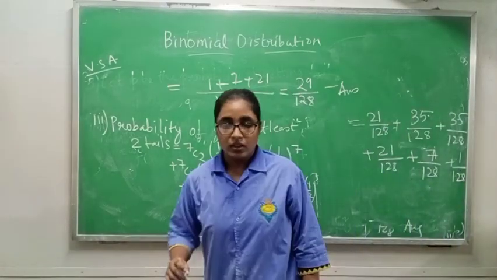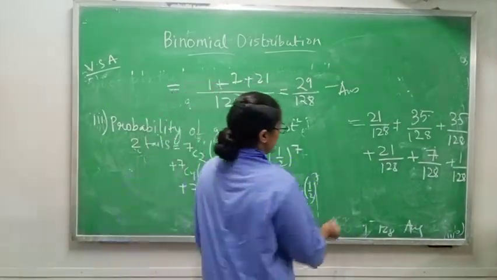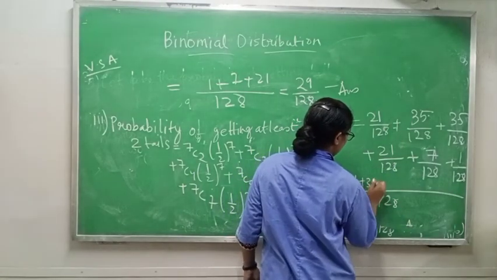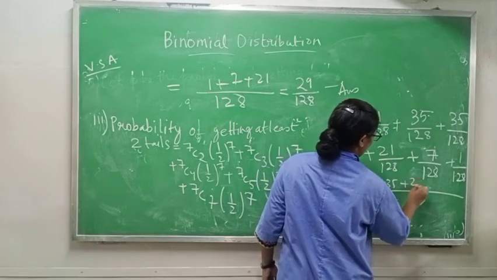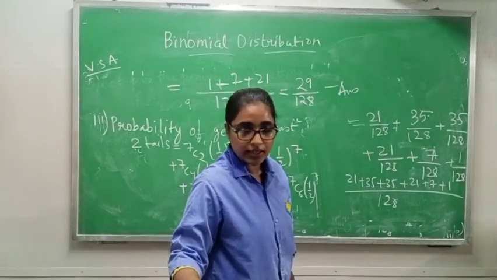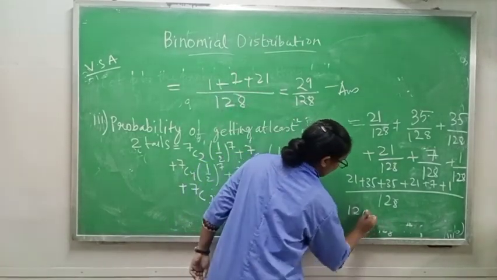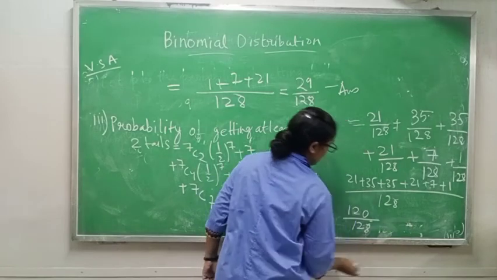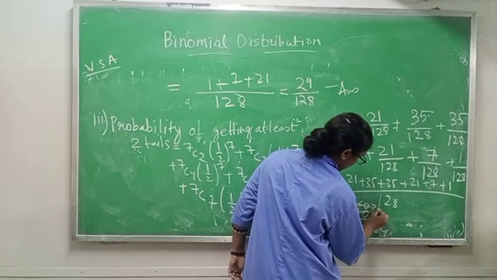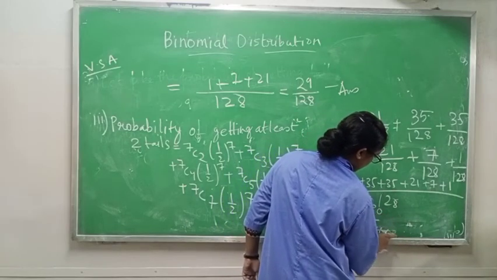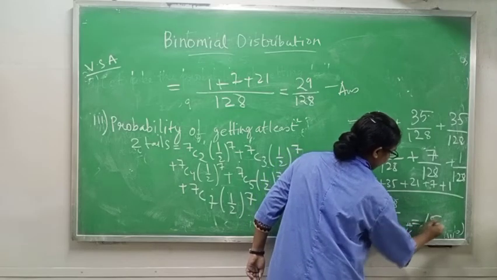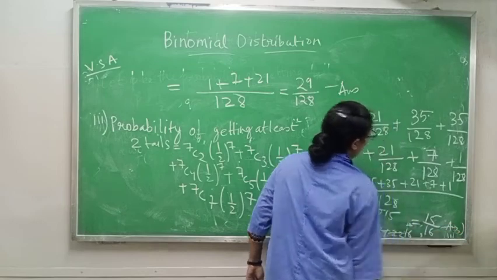Okay. Now when you add all this, since the LCM comes the same, 128, you have to add 21 plus 35 plus 35 plus 21 plus 7 plus 1. When you add all this, you will get 120 by 128. Now please cancel this one. 2 sixes are 12, 2 fours are 8... Finally, 15 by 16 will be your third answer.